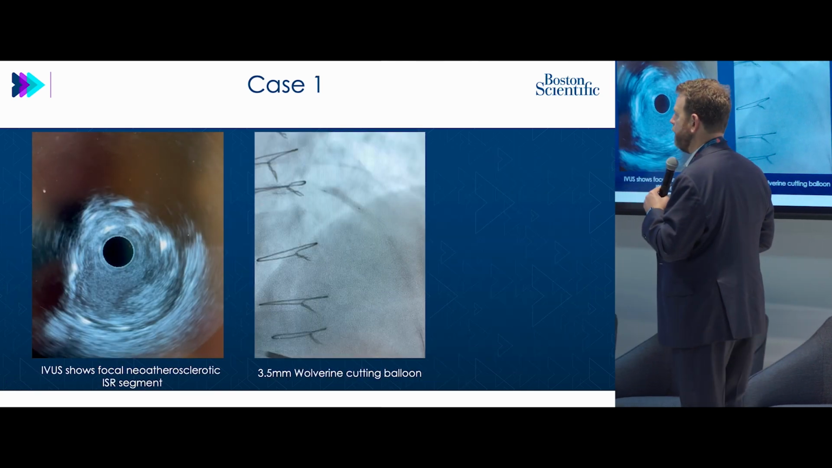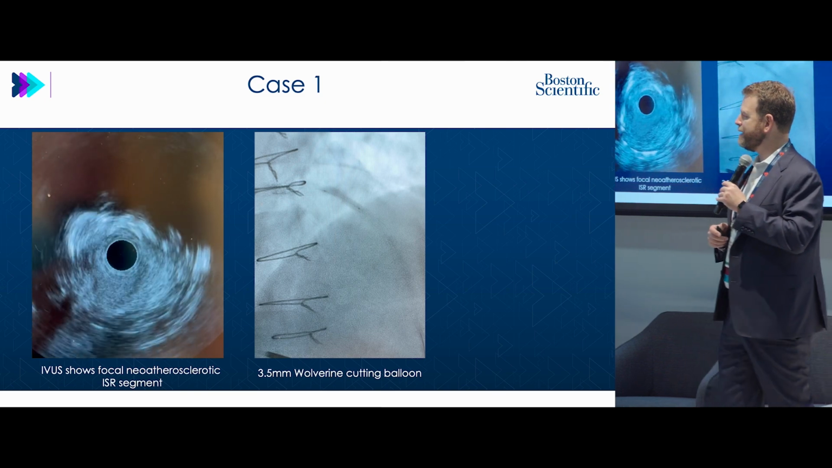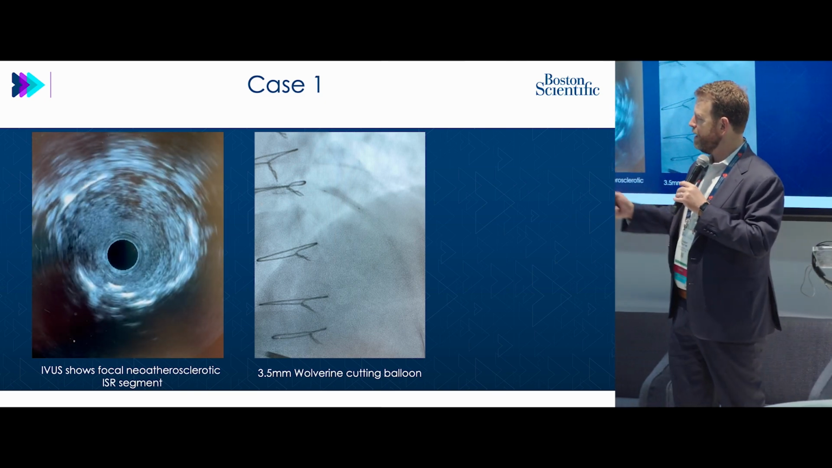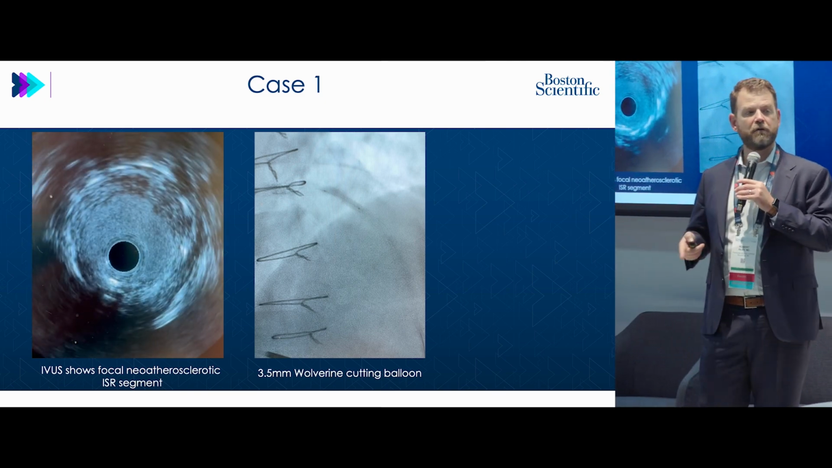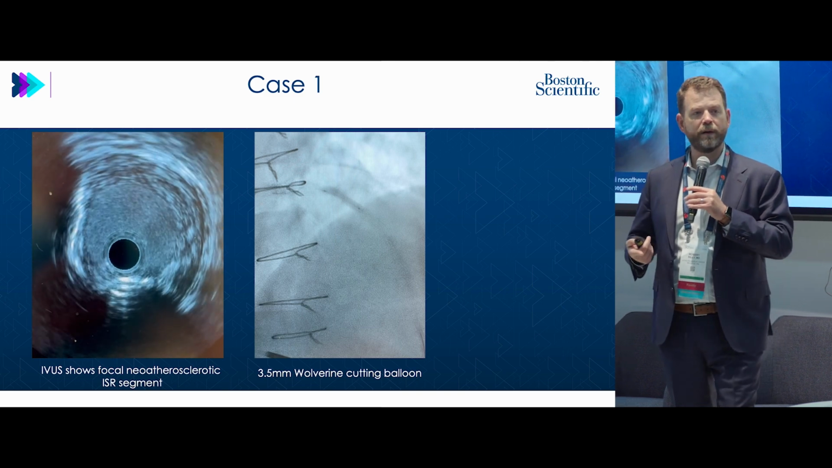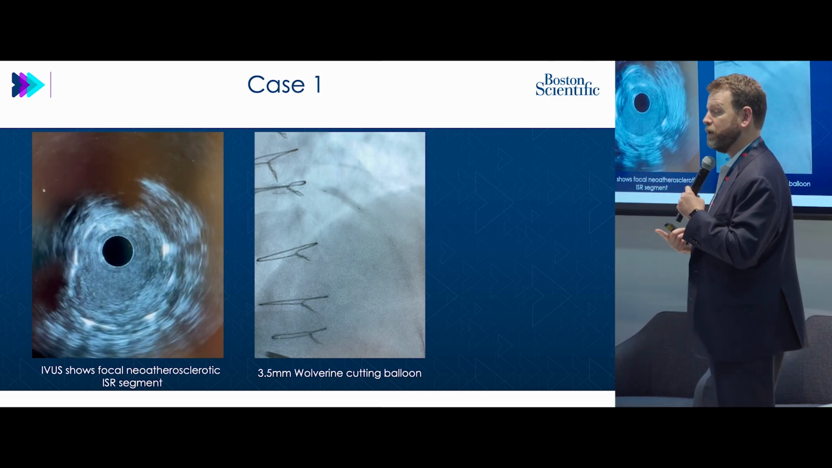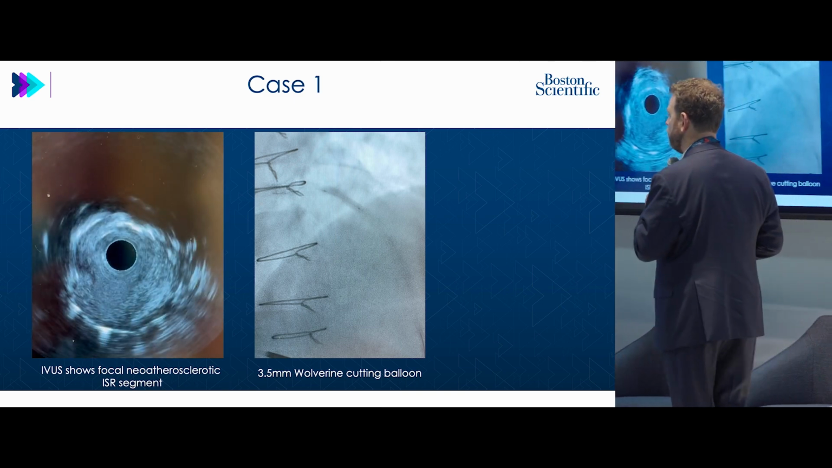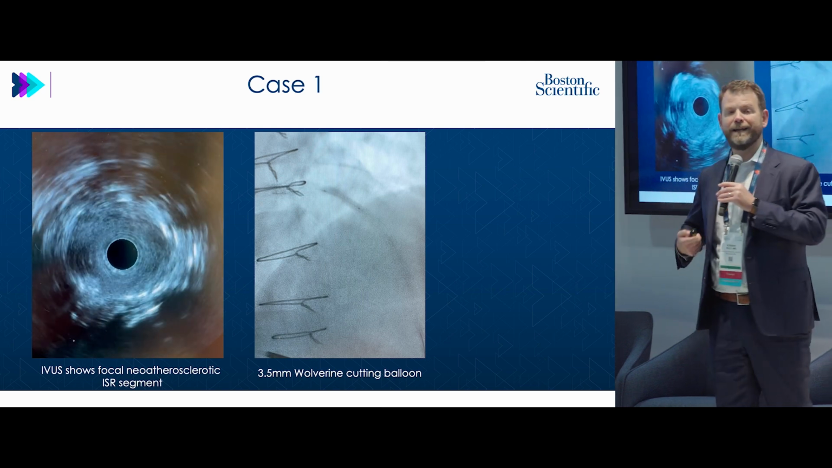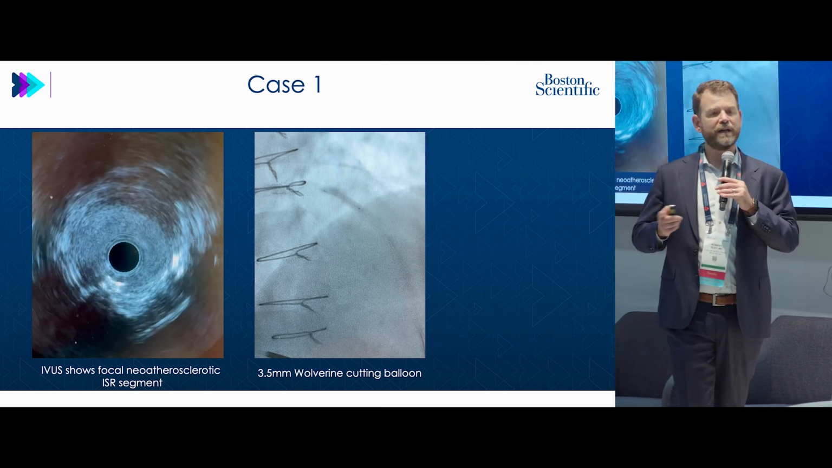We then flip through and our IVUS shows us that our stent's actually reasonably well expanded, but it's really just a soft neoatherosclerotic plaque here. So this is something where we don't necessarily need calcium modification per se. This is where we can take our one-to-one size Wolverine balloon, get nice expansion. We don't have to worry about slippage, anything like that.